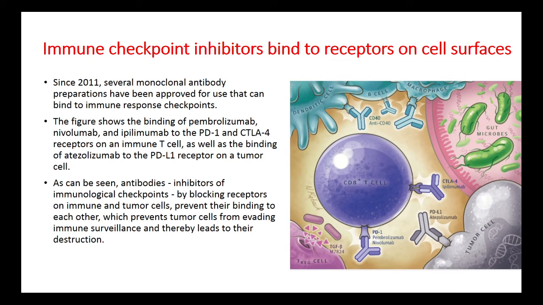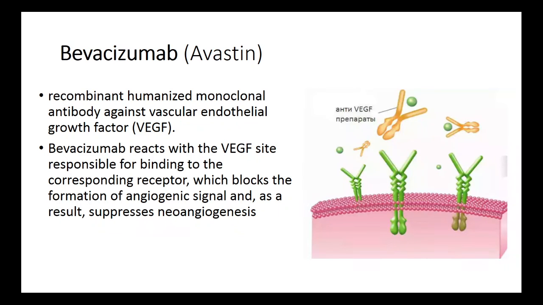On the second slide, you will see many other types of drugs: ipilimumab, atezolizumab, nivolumab, which work with a different type of receptor and give many different effects for tumor cells, which will cause a block. And also one more example, bevacizumab. This is also a recombinant humanized monoclonal antibody. Now you understand what it means.